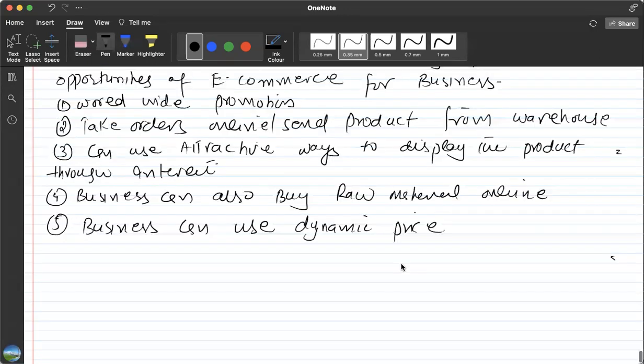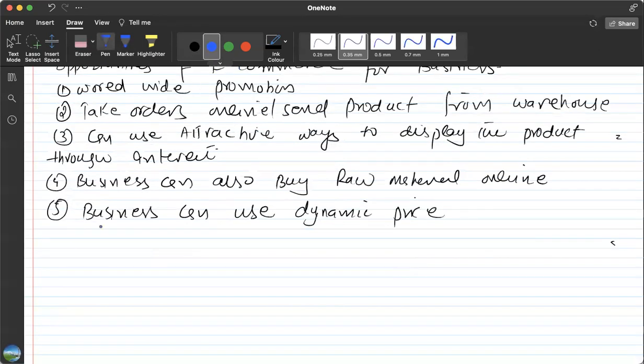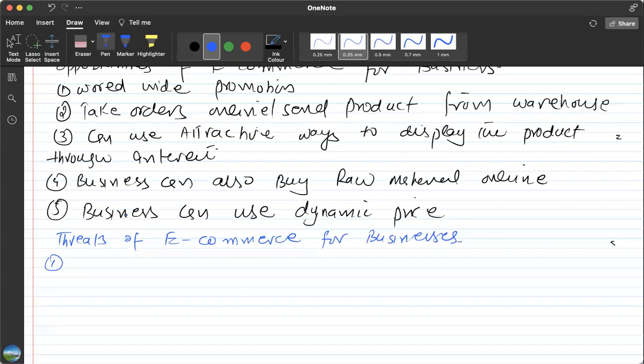But what are the threats of using e-commerce for businesses? Limitations of using e-commerce for businesses. First of all, lots of competition, because you face global competition indeed. Whenever you go online, your competitor is everyone from the whole globe, because the customer will compare your product with all the global products that they can see online.